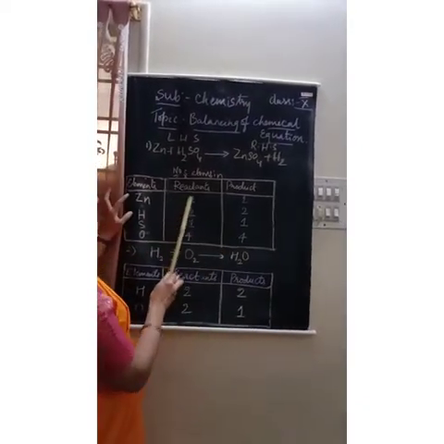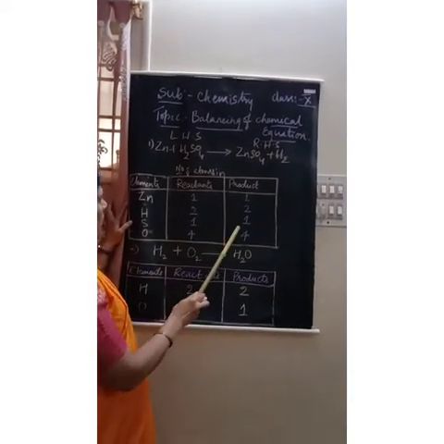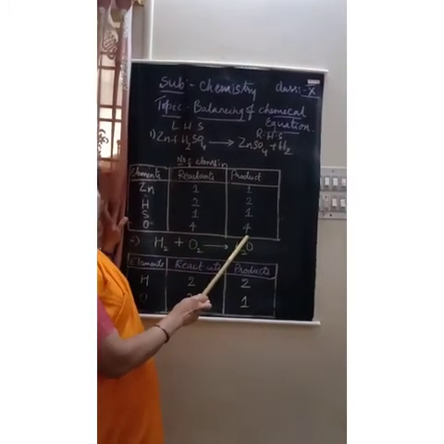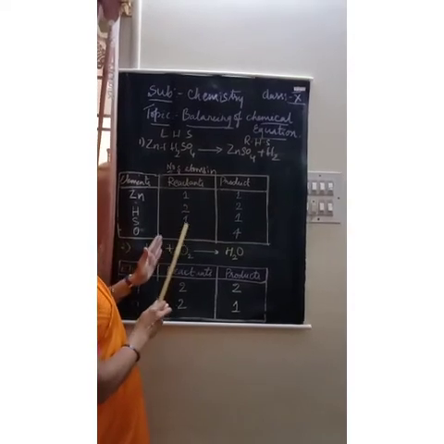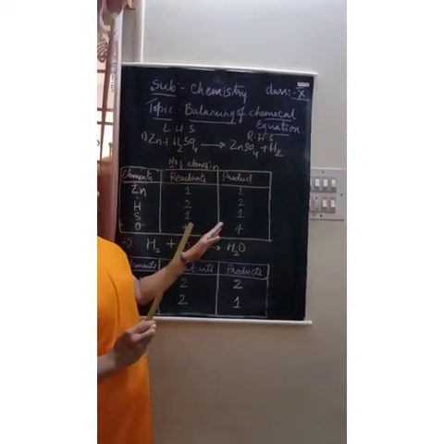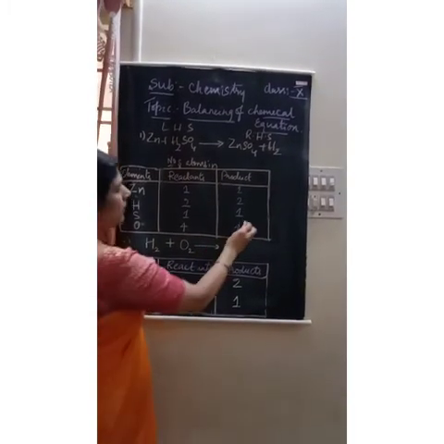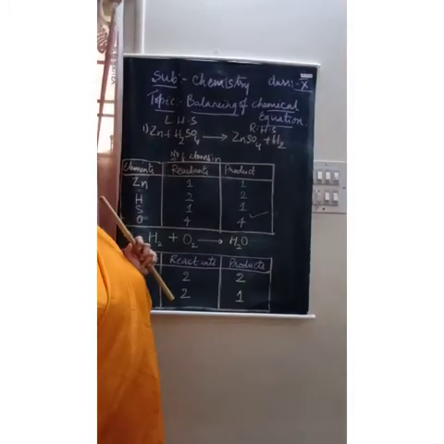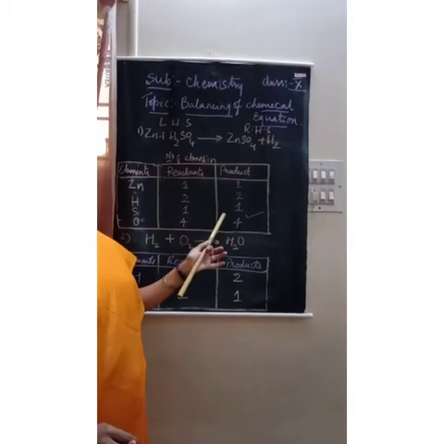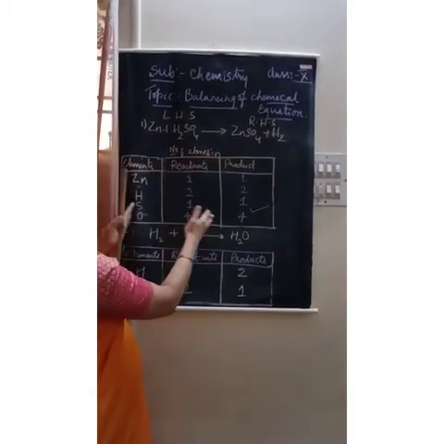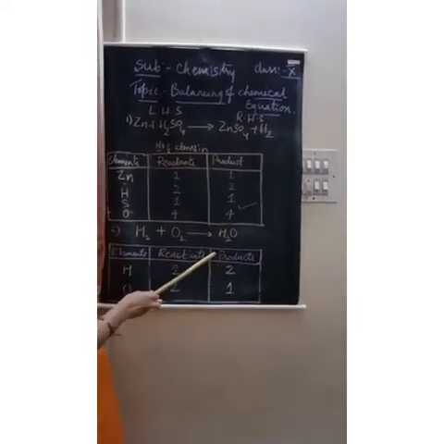Then we can move on to the product side. The number of atoms of zinc on the product side? 1. And hydrogen? 2. What about sulfur? 1. Oxygen? 4. Okay. Next, what do you notice here? The number of atoms in the reactants is equal to the number in the products. The law of conservation of mass is satisfied in this equation. This equation is called a balanced equation. Clear, children? Here there is no need to balance because the total number of atoms in the reactants is equal to the products.